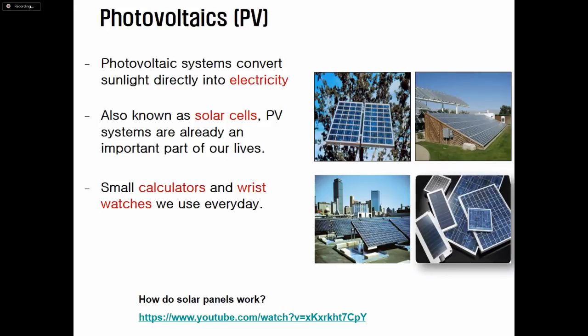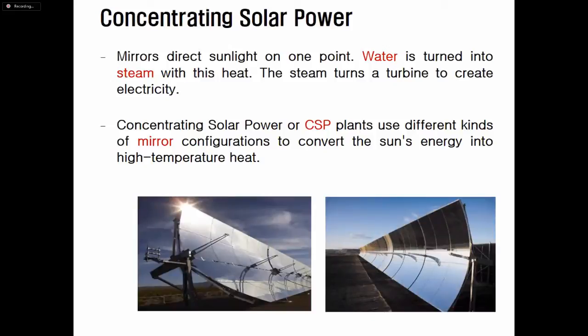And the next concept is concentrating solar power. As you see, mirrors direct sunlight onto one point. Water is turned into steam with this heat. The steam turns a turbine to create electricity. Concentrating solar power focuses on high temperature heating. Electricity is generated when the concentrated light is converted to heat, which drives a heat engine. Usually, we call it a boiled water steam turbine connected to an electrical power generator.